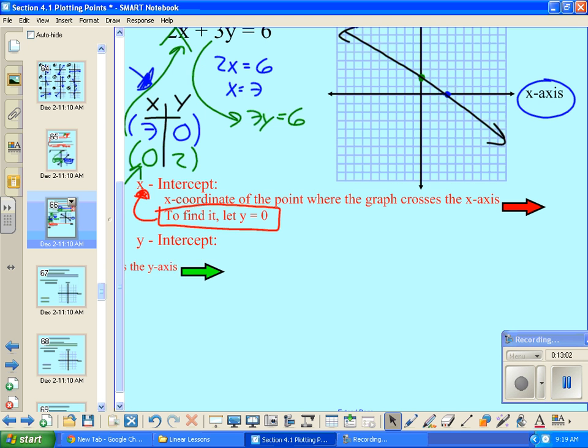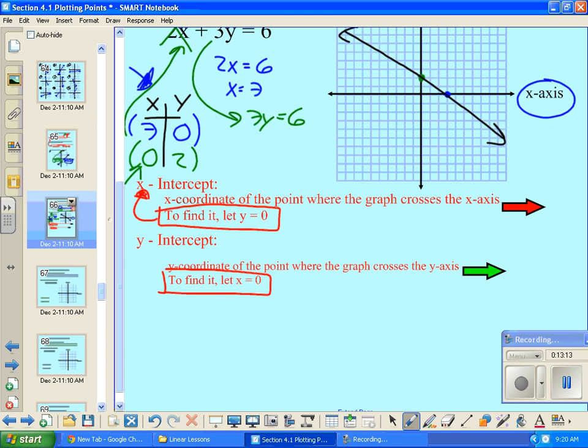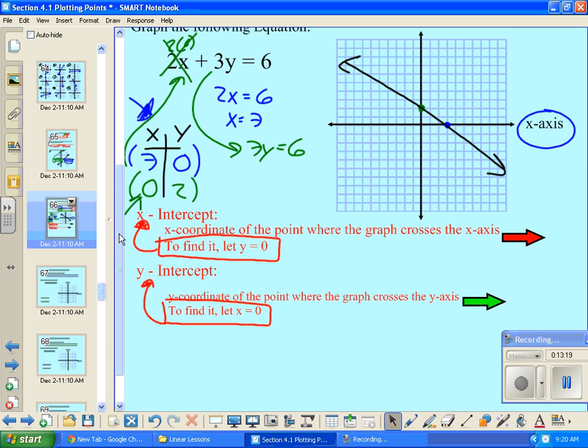To find the y-intercept, I just do the reverse. The y-intercept is the y-coordinate of a point where the graph crosses the y-axis. And to find that, I'm just going to let x equal 0. Because again, in a point, that means I haven't moved left or right at all. I'm still on the y-axis, like that green point I did up top on this example problem. So if you like to have that in your notes, that's probably a good thing to note: here's how I find the x-intercept, and here's how I find the y-intercept.